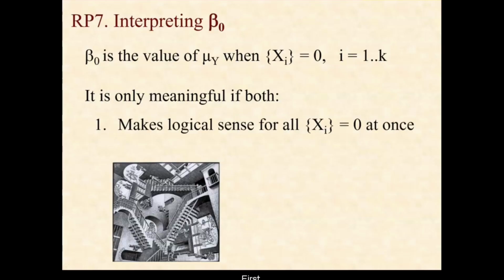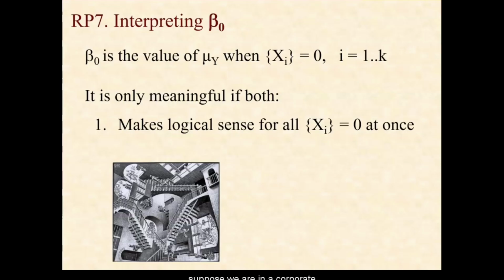First, it has to make logical sense for all the predictors in the model to take the value of 0 at the same time. If it is not logical for any one of the x to have the value 0, or for the x values to all be 0 at once, then it does not make sense to talk about a value of y when all the xi equal 0. Therefore, beta naught has no interpretation in such a problem context.